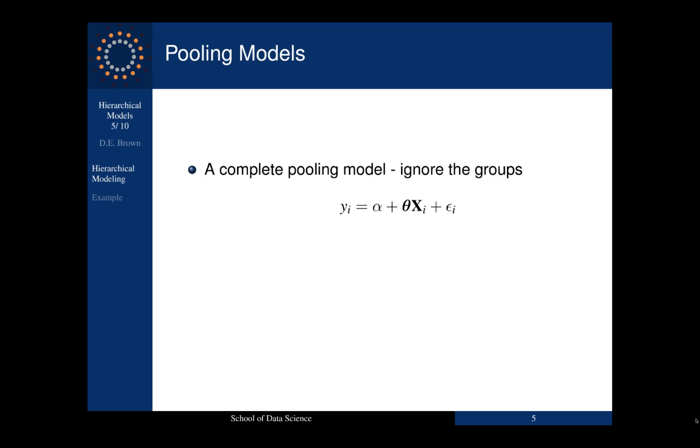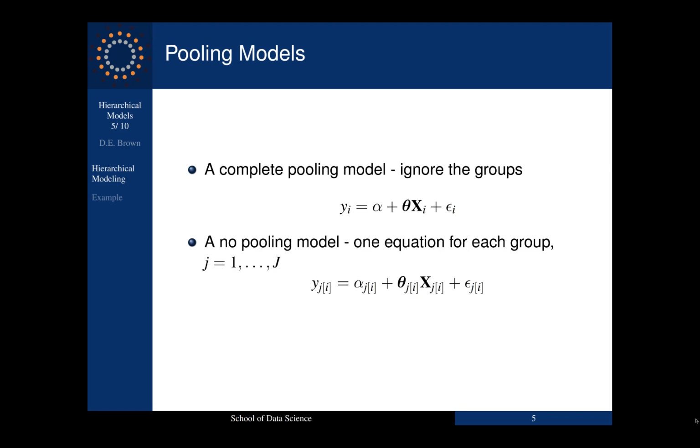So the first approach that people propose is a complete pooling approach, and this basically ignores the groups. So we put all the data that we have, regardless of group, in one data matrix, and we use that as our way to represent the response. So this is one approach called the complete pooling approach. Just ignore the groups and put all the data together.